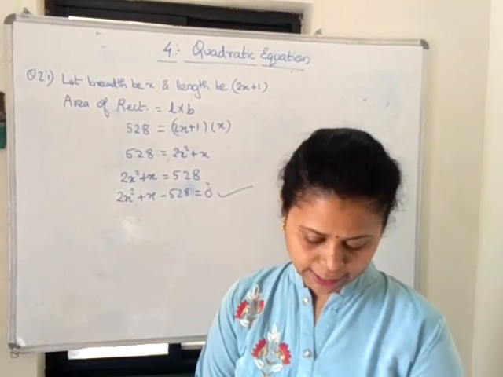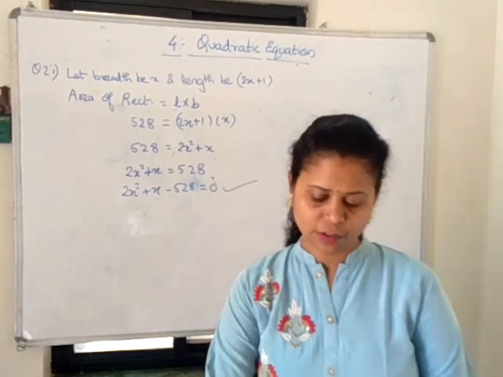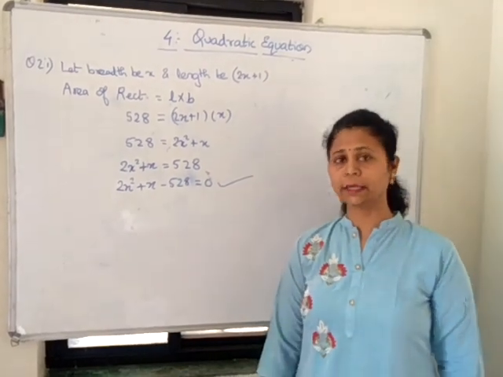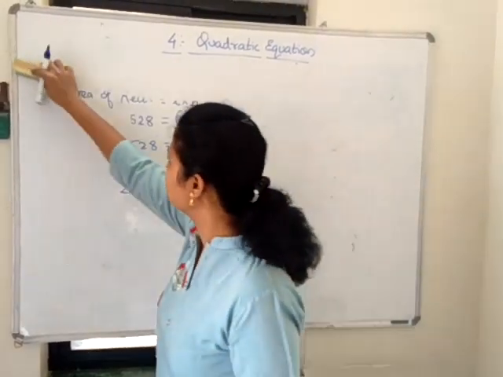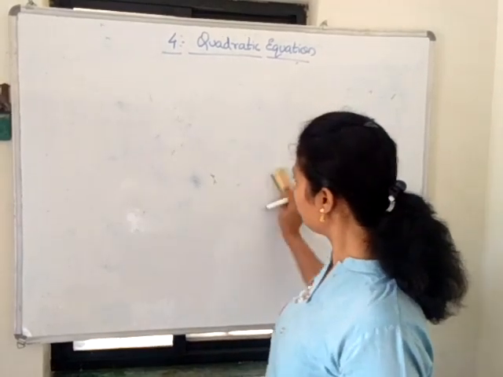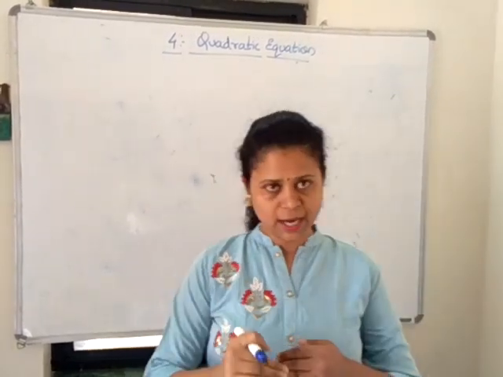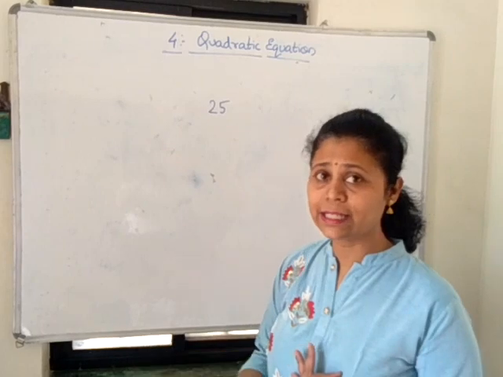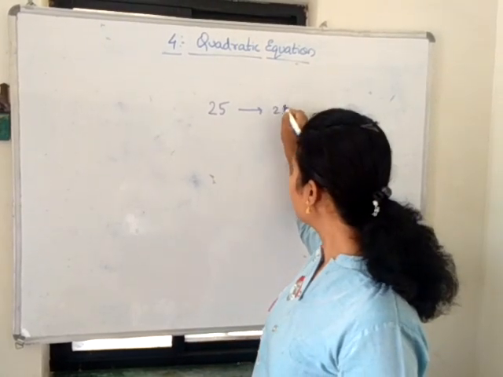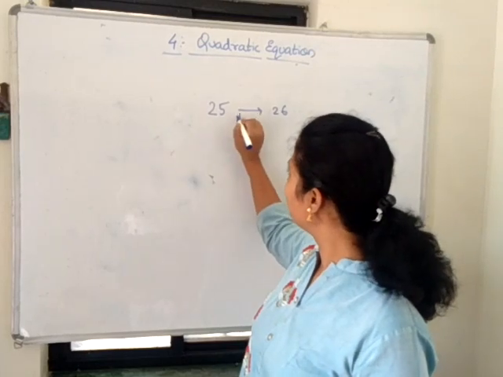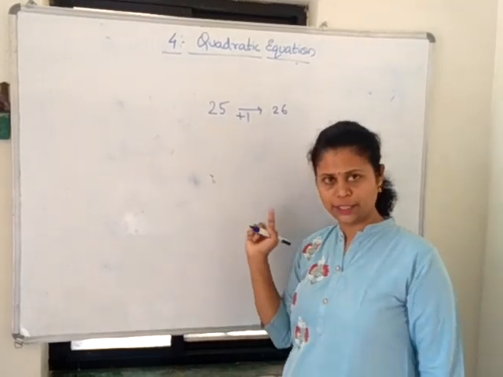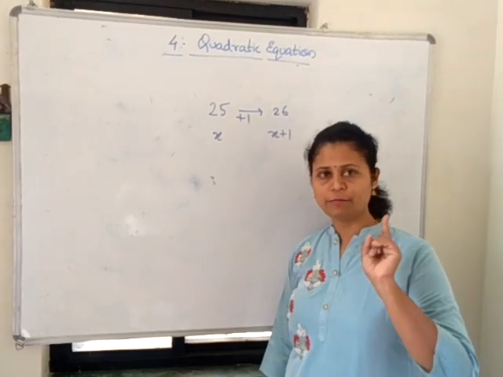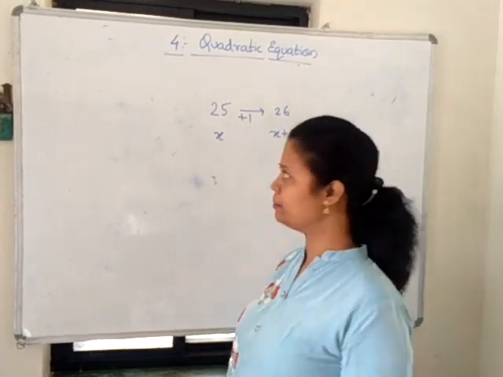Now let us go for the second sum. The product of two consecutive numbers is 306. What do you mean by product? Product means multiplication. Now consecutive numbers. Consecutive number means one after another. Say I take 25. Which is the next number to 25? 26. How do I get 26? If I add 1 to 25, I get 26. Means if this is x, this will be x plus 1. So if one number is x, the next number will be x plus 1.